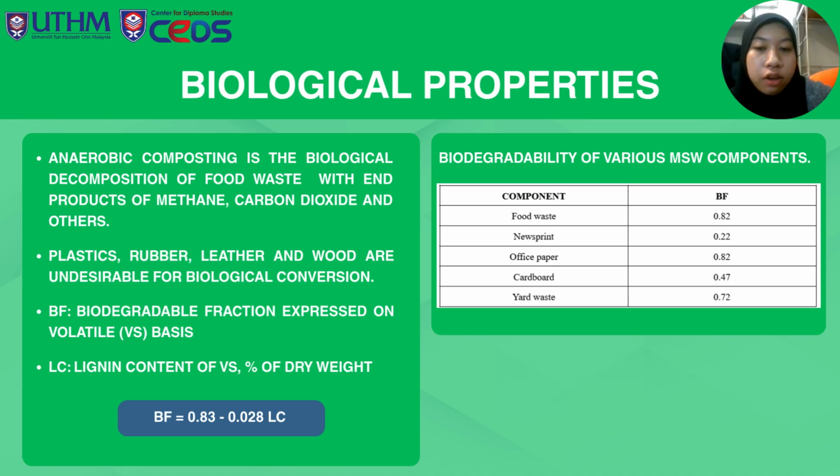Biological properties. Anaerobic composting is the biological decomposition of food waste with end products of methane, carbon dioxide, and others. Plastic, rubber, leather, and wood are undesirable for biological conversion. BF stands for biodegradable fraction expressed on a volatile solids (VS) basis. Meanwhile, LC is the lignin content of VS, percentage of dry weight. So, BF equals 0.83 minus 0.028 LC. The highest biodegradability of various MSW components is food waste (0.82), meanwhile the lowest is newsprint (0.22).